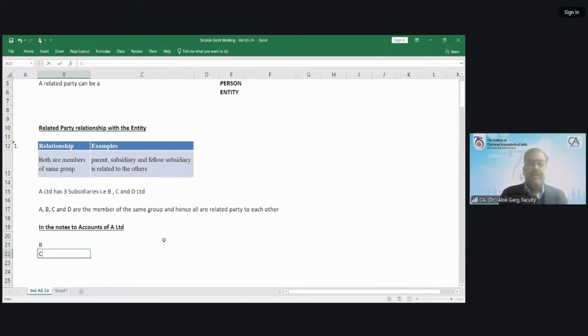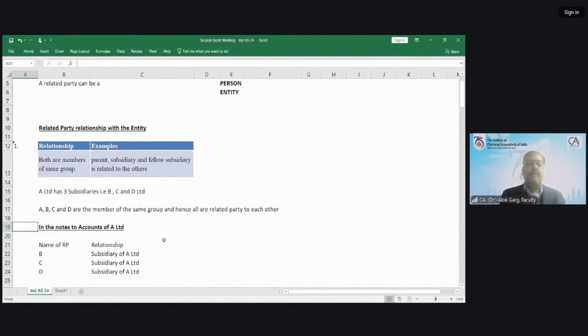B Limited, C Limited, D Limited. B, C, and D are disclosed as subsidiaries of A Limited. Correct? Yes. What will be the relationship? So name and relationship: name of related party and relationship. What is the relationship? They are my subsidiaries, right? Subsidiary.